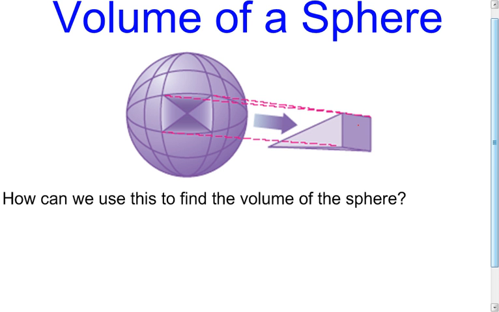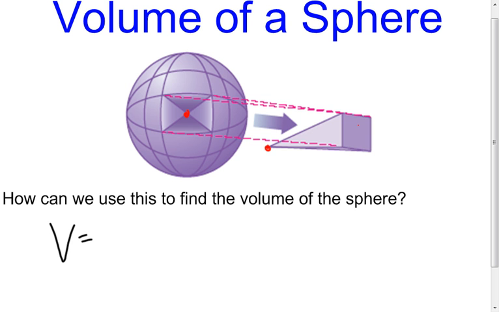Now, I'm going to go with the assumption here that the apex of all of our pyramids is going to be the center of the sphere. So keep that in mind. If I could find the volume of all the pyramids, well, if I added them all together, it'd give me the volume of the entire sphere. So my volume is going to equal, well, here we go.